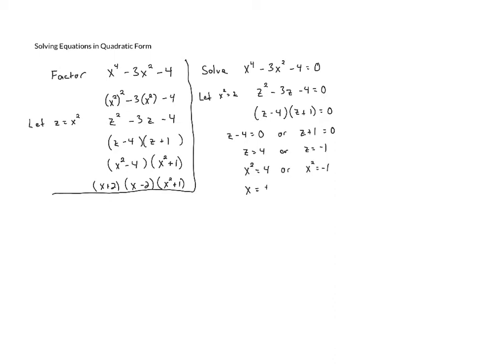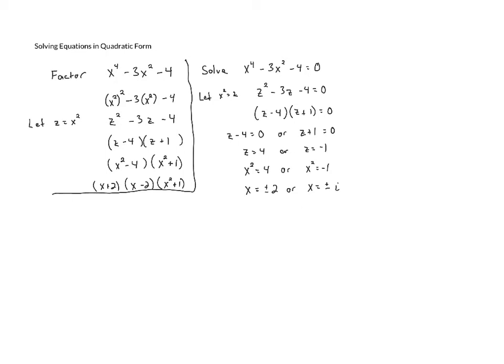And then on the right, we've got plus or minus the square root of 4, which is 2. And then, again, the square root of x squared is x. And then we've got plus or minus the square root of negative 1. That's the imaginary number i.